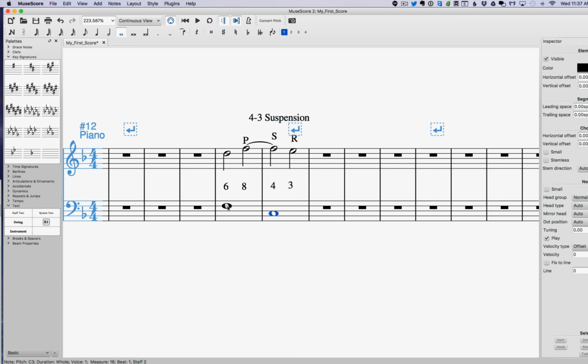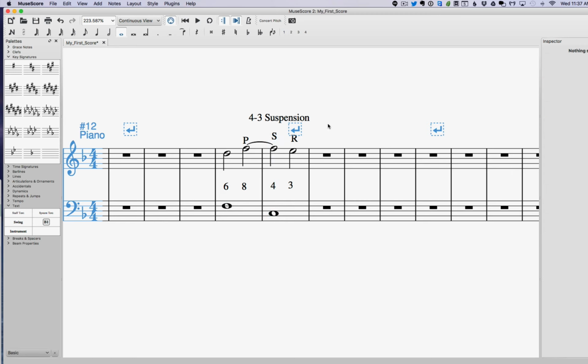And it has a particular sound. Let's hear it. Like that. See how it wants to resolve even more. But that is a 4-3 suspension. A 4th resolving to a 3rd.